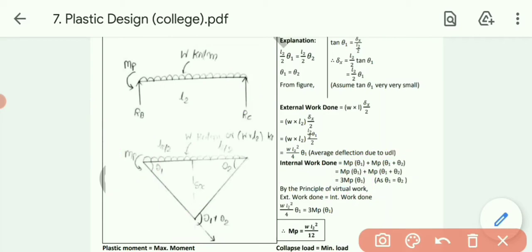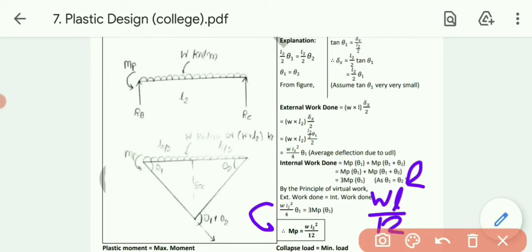Okay, now equate both works done, external as well as internal. External is W L2 square by 4 into theta 1, that is this one, and internal is 3 Mp theta 1, that is this one. By simplifying this, we will get Mp equals W L2 square by 12, or in simple words W L square by 12.